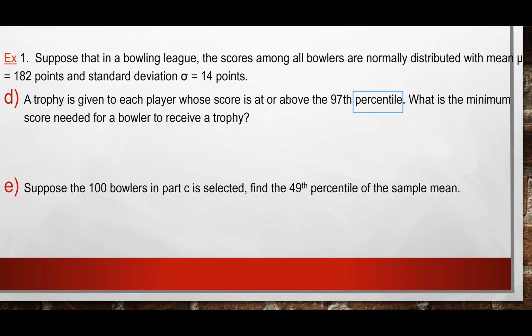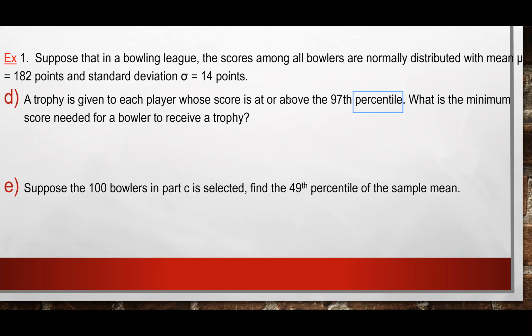then we know we have to use the inverse norm. If you remember the previous example, they asked you to find the probability, the proportion of the population. So if they ask you to find the probability, proportion, or area, we use normal CDF. If they ask you to find the score, or they give you the percentile, quartile, or percentage, then you have to do the inverse norm.